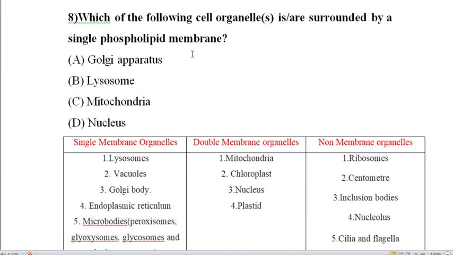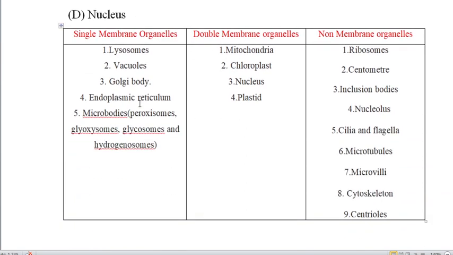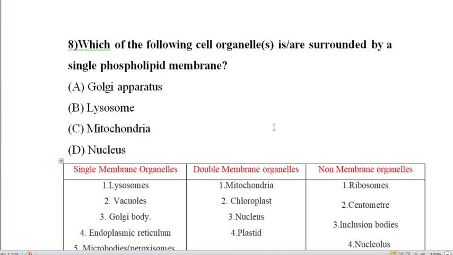Next question, which of the following organelles is surrounded by a single phospholipid layer? Here I have given you a detailed understanding. Single membrane organelles include lysosomes, vacuoles, Golgi body, endoplasmic reticulum, and microbodies like peroxisomes, glyoxysomes, glycosomes, hydrogenosomes and magnetosomes. They have a single phospholipid layer. So here Golgi apparatus and lysosome, both options are correct.